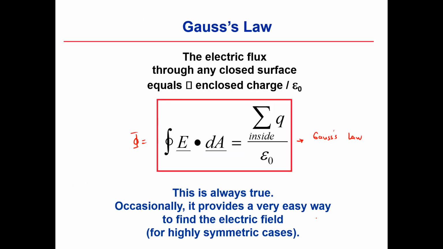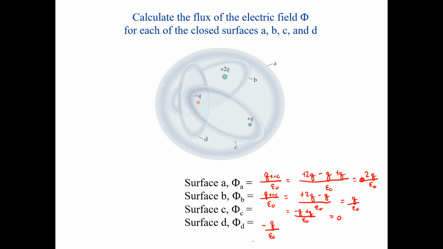So this means Gauss law. The electric flux through any closed surface is equal to the enclosed charge divided by epsilon naught. Okay? So this is Gauss law. This is always true for any surface, and occasionally it provides a very easy way to find the electric field for highly symmetric cases. Okay.